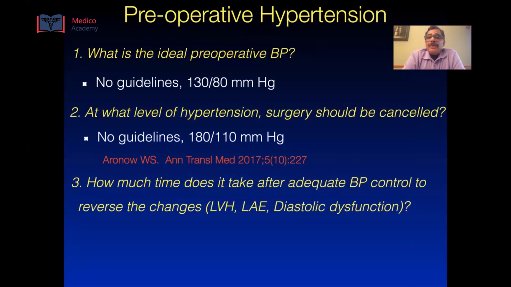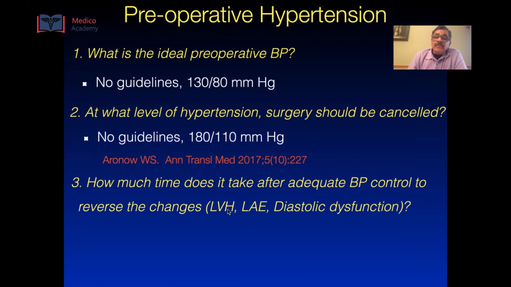Again, at what level of hypertension do we cancel an elective procedure? So again, there are no published guidelines, but in recent data and some studies, this was an editorial in 2017, mentioning that any elective procedure should be canceled at a blood pressure of 180 over 110 or more. I should also mention the white coat syndrome here. So we have to really remove all the possibilities of anxiety, which is causing or aggravating hypertension, before we cancel this operation. How much time does it take after adequate BP control to reverse the changes in the heart?